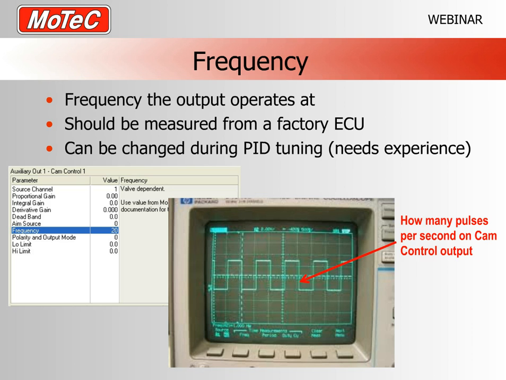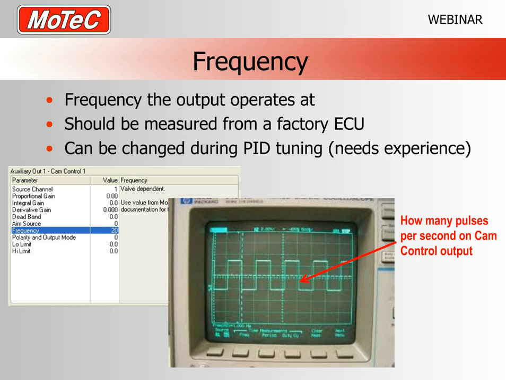First thing you want to decide is a frequency. This function is a pulse width modulated function. So basically that means we vary the duty cycle of the signal and it's at a fixed frequency.